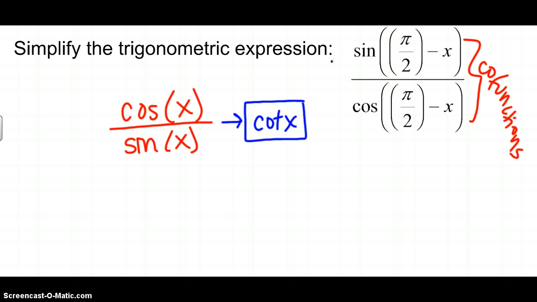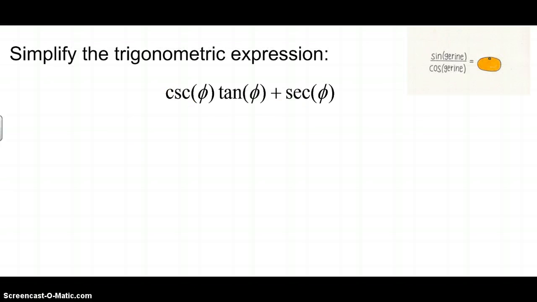If you have not taken out your identities sheet yet, you might want to be doing that because a lot of these things that I'm going to be referencing are right on your sheet and you should be able to find them and verify that I'm doing my math correctly. Alright, simplify the trigonometric expression.